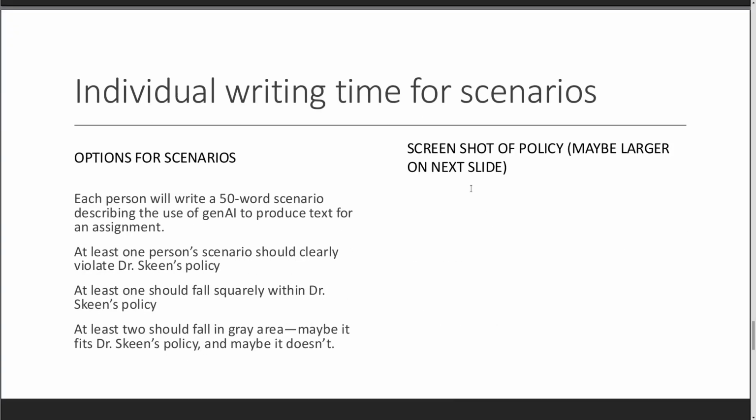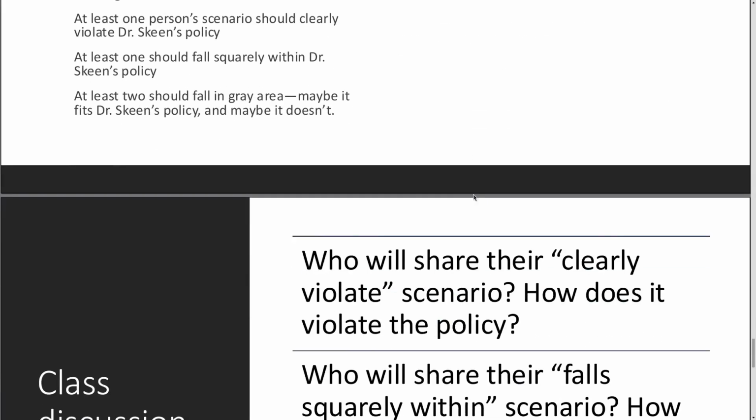And then there's some individual writing time for the scenarios. Once again, I've got the options up there so that they can remember that they're all going to write 50-word scenarios, and they've got these different parameters for the scenarios. I'll probably also try to put my screenshot of my policy on there, maybe larger on the next slide. They'll want to see that, I think, primarily, because that's what they're working from, my AI policy. And so I'll make sure to supply that for them.